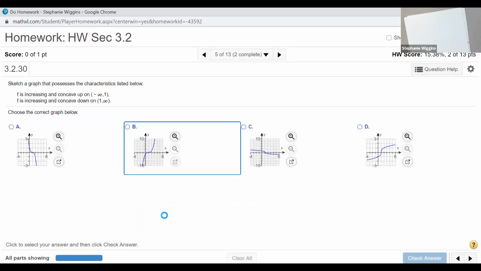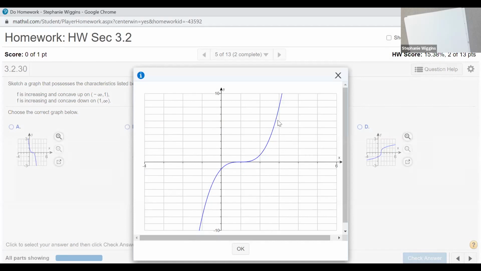Going to the next picture. Yes, this function is increasing, but you'll notice, concave down from 1 to infinity, and that is on the right-hand side. Here's 1, and then if you go off to infinity, you're going this way. It's concave up, not concave down. So I can go ahead and eliminate that one. I'm kind of breaking out of my rule that I said, but you can do that too. You don't have to be locked in to anything in particular.